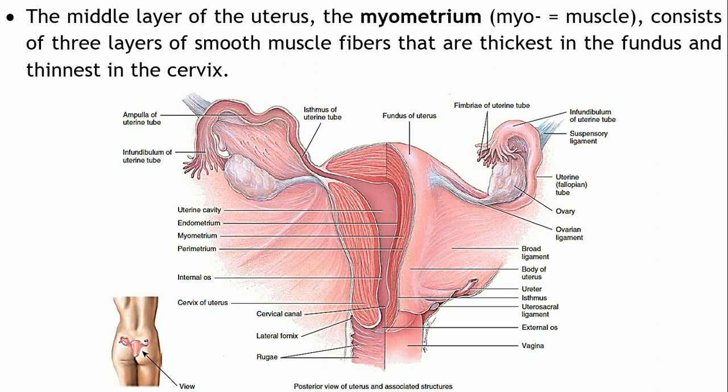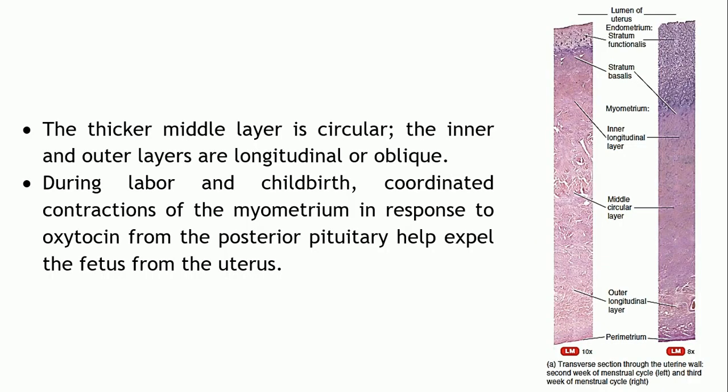Then coming to the middle layer, that is known as the myometrium. Myo means muscle. So it's very clear that this particular layer is made up of smooth muscle fibers. There are 3 layers of smooth muscle fibers, which are thickest in the fundus and thinnest in the cervix. Coming to the 3 layers of the myometrium, this is the transverse section of the uterine wall. As you can see, there are 3 layers: the endometrium, myometrium and the perimetrium. We'll focus on the myometrium now.